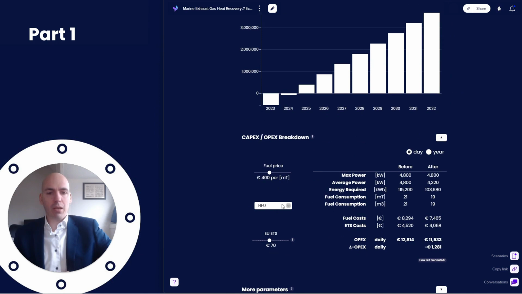There we go, a few of the same parameters. We can also change fuel if we want. It doesn't really change much. We make some assumptions on your fuel consumption. We make a lot of assumptions in that sense, but we'll get to it.